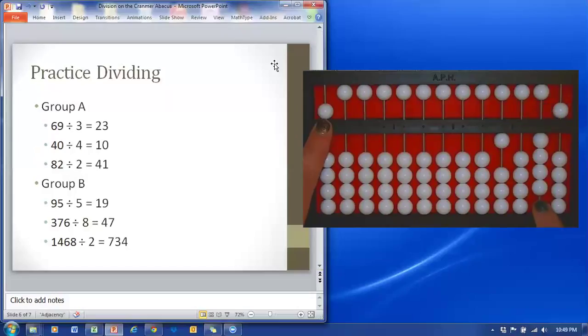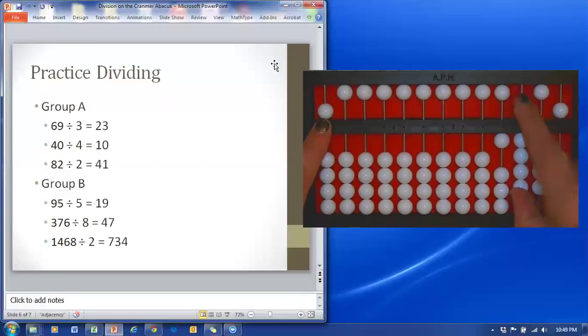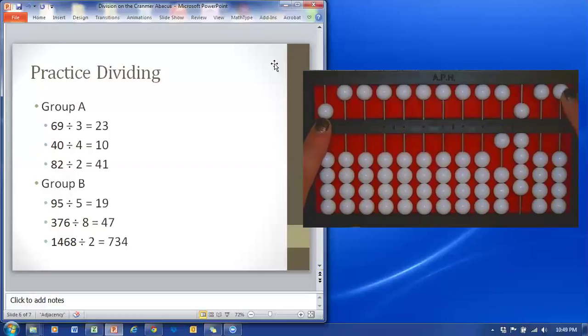Now I have 4 left. 5 obviously won't go into 4, but I can use the next digit with that 4. So 4, 5, that's 45. 5 goes into 45 9 times. So from the 5 in 45, I'm going to move 2 columns to the left and place the 9. 5 times 9 is 45, so we'll subtract off our 40 and our 5, leaving us with an answer of 19, remainder 0.